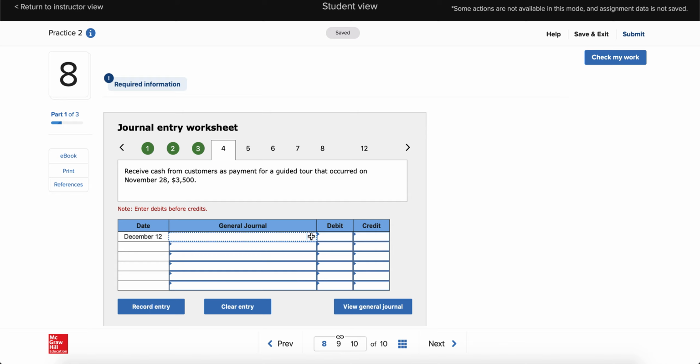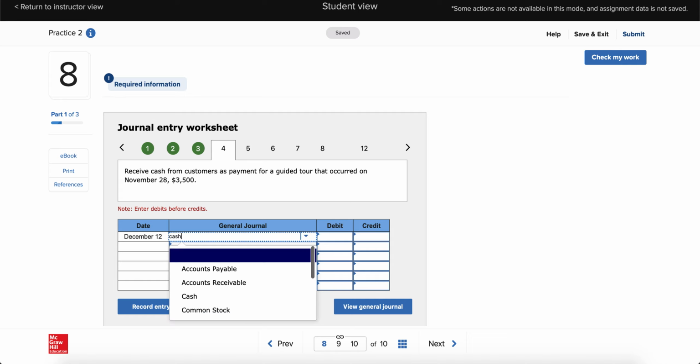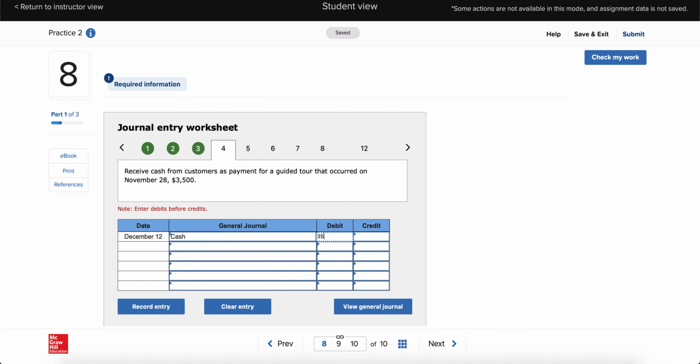What are we receiving here? We're receiving the cash, $3,500. And the credit in this case is going to be for accounts receivable.